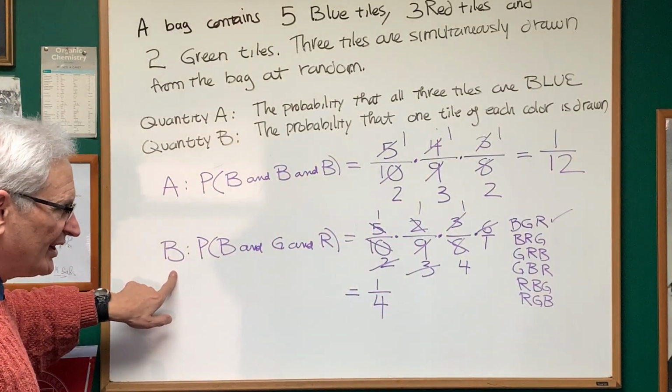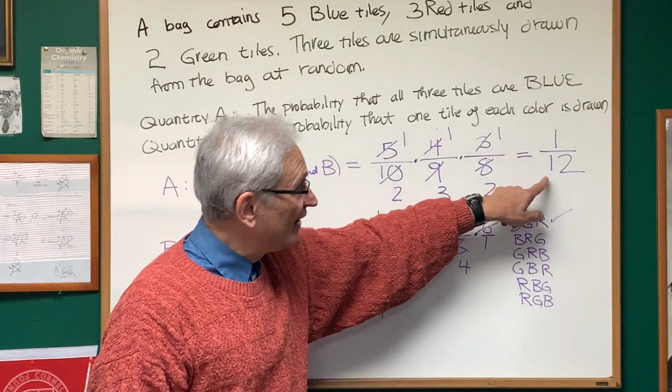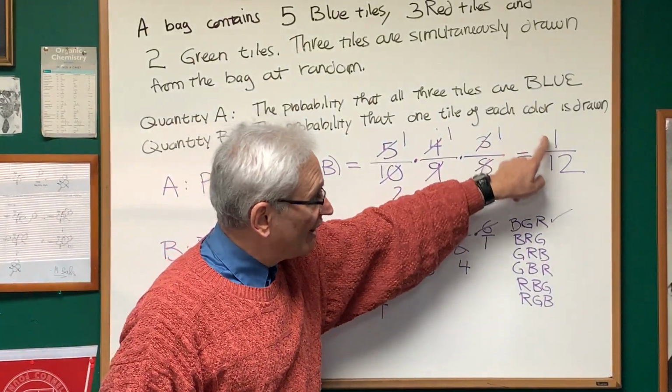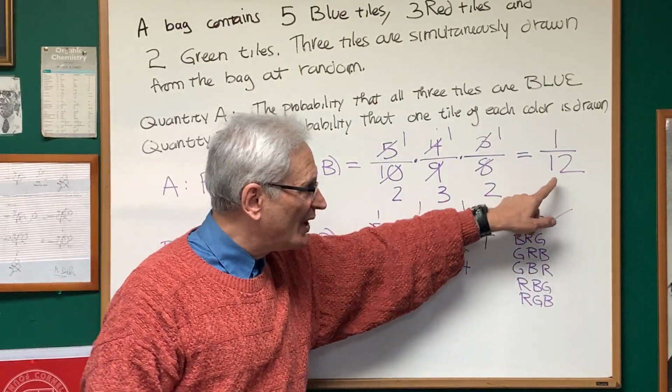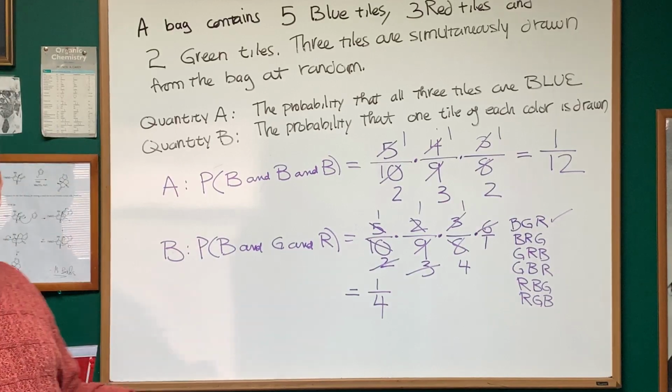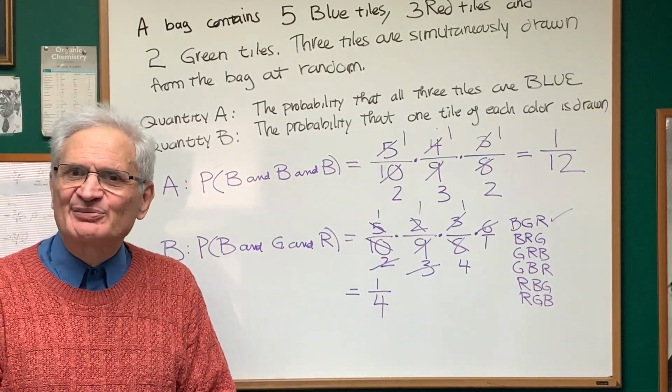Well, that's quantity B. If we compare that to quantity A, the probability of 3 blue tiles, that's 1/12. 1/4 is clearly greater than 1/12, so the answer is B, and quantity B is bigger.